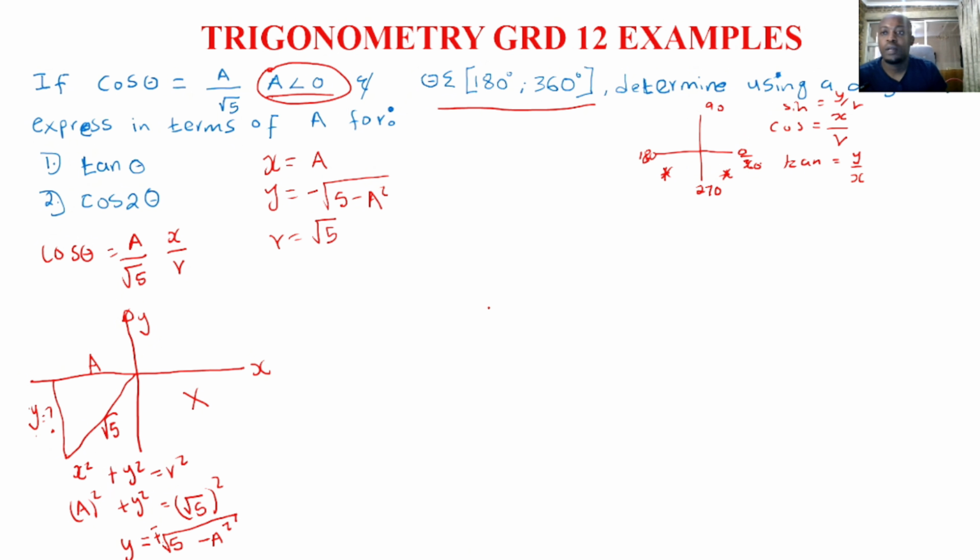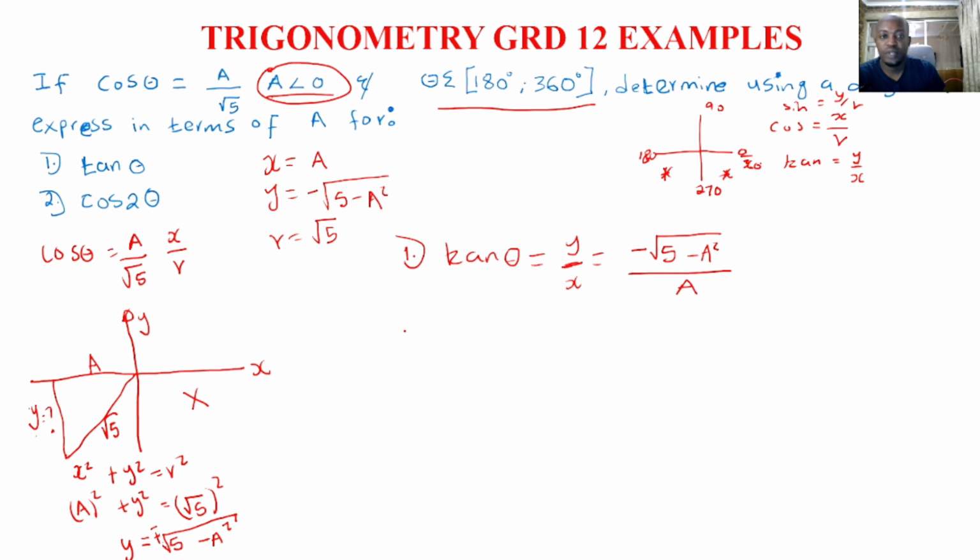All right, so now I think we're ready to solve these questions. Question number 1 says we must find what tan theta is. Tan theta is given by y over x, which is equal to negative square root of 5 minus a squared, all over a. Okay, there you go, and that's how you would deal with this.